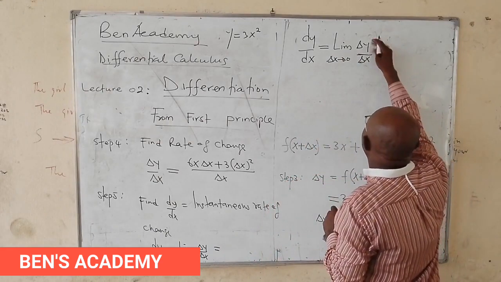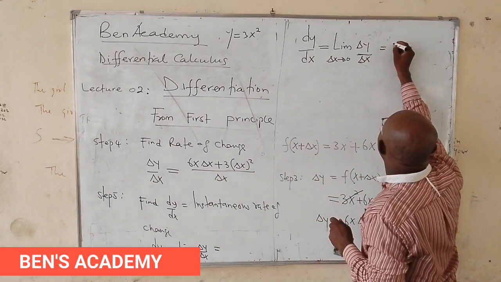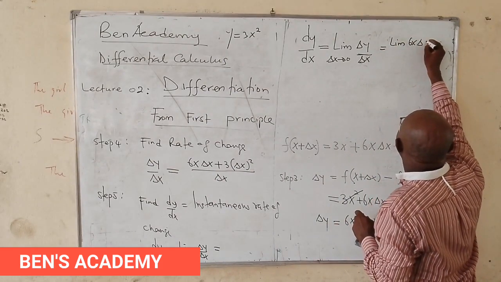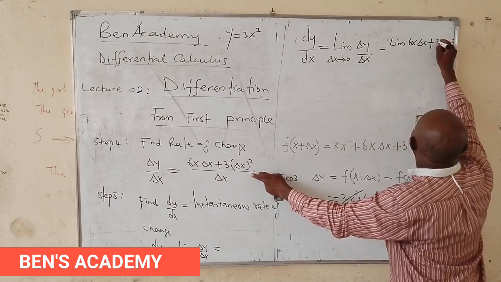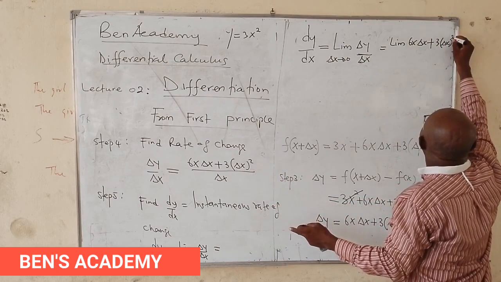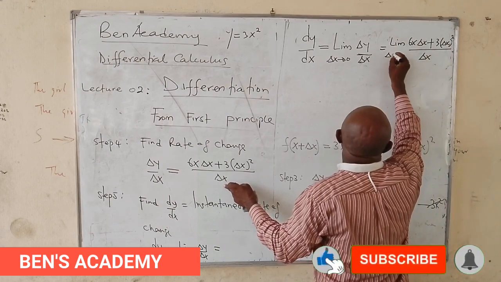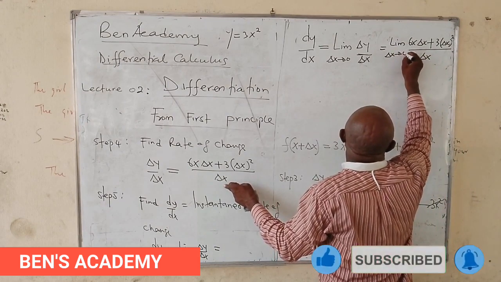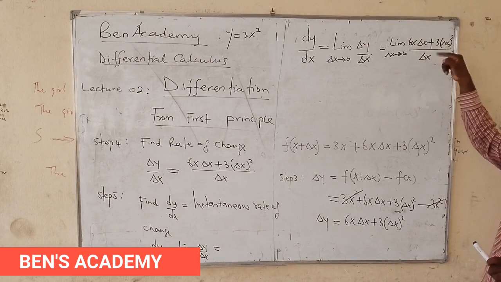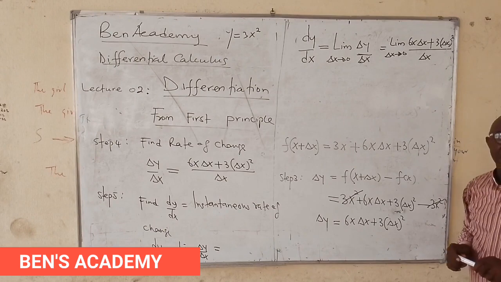Of course, this quantity we have gotten, we have it here as the limit of 6x change in x plus 3 into change in x all squared, all over change in x, as change in x approaches 0. So at this point, we want to find the limit of this function. Once you find the limit of this function, you have gotten the derivative of the function with respect to x.